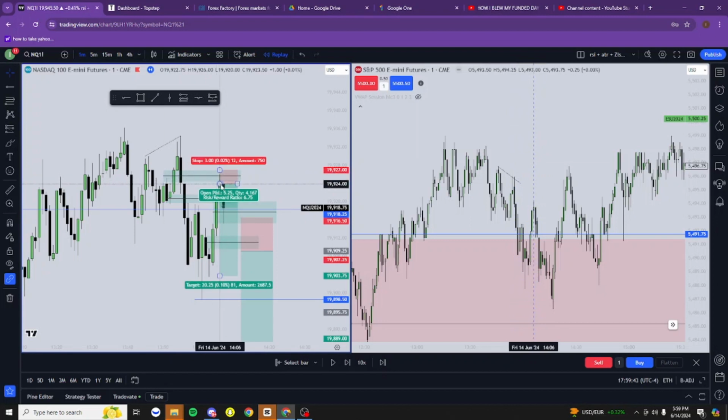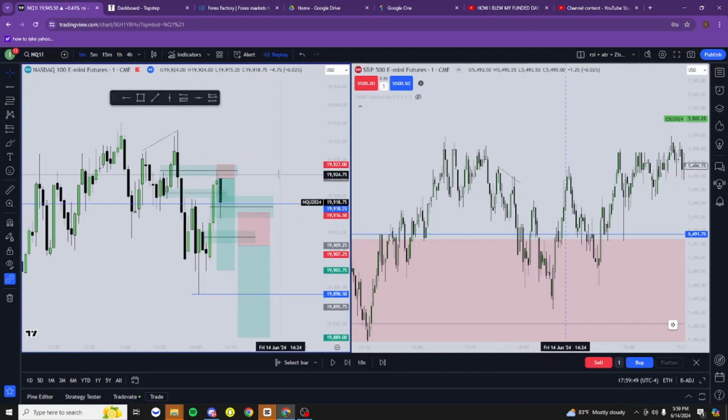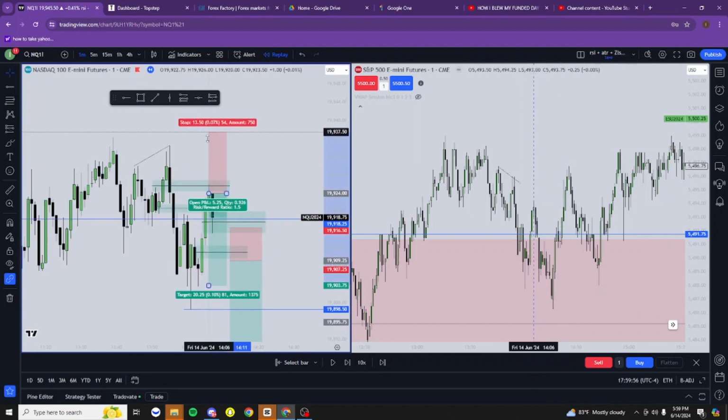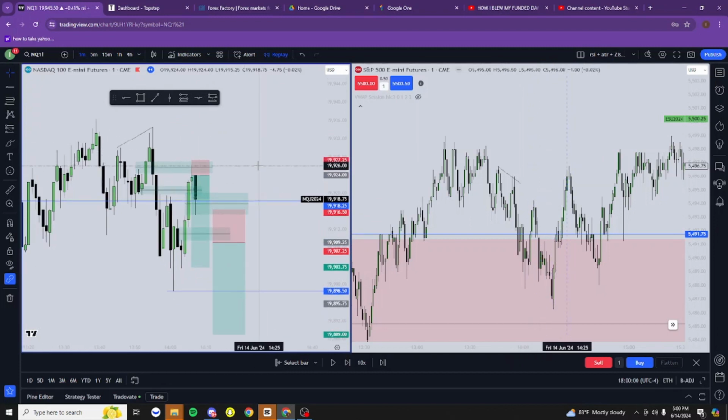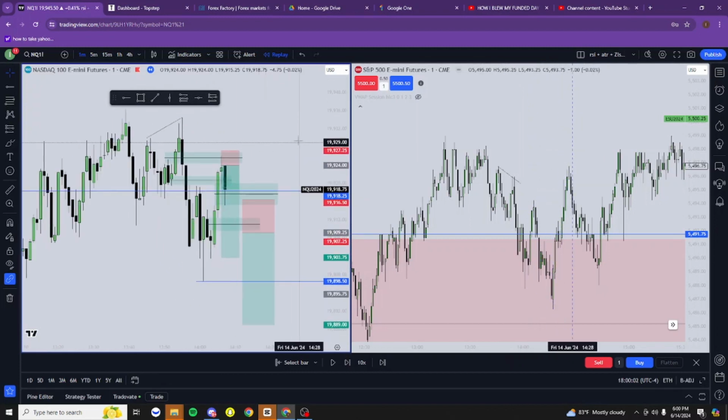Once we started to get some displacement, I got an entry. 2 contracts, super light risk, had a super tight stop, and this is why I love trading these 3 ways, because you have such good RR a lot of the times. You can either put your stop here or you can put your stop here depending on your risk. Either way, you wouldn't have got stopped out. It's the freest trade you could have taken, okay?